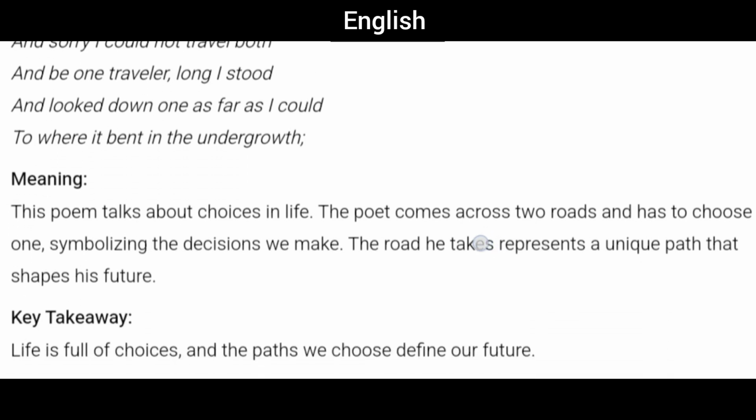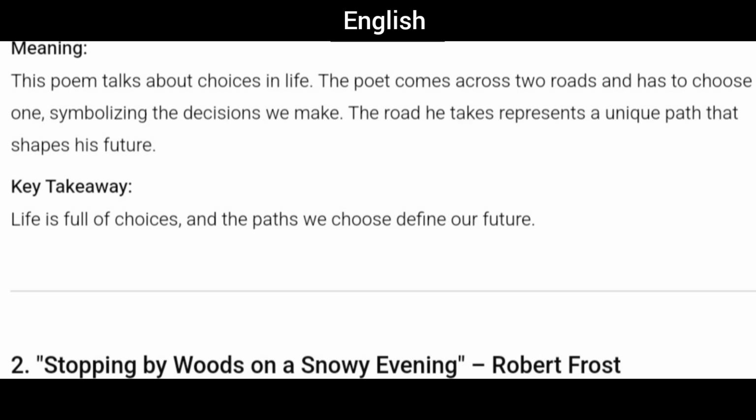So the meaning of the poem is that this poem talks about choices in life. You have choices to choose your life partners, to choose with whom you want to stay, to choose your school, your teachers, your friends, your car, your bike, your house. You have a lot of choices. Yes or no? The poet comes across two roads and has to choose one, symbolizing the decisions we make.